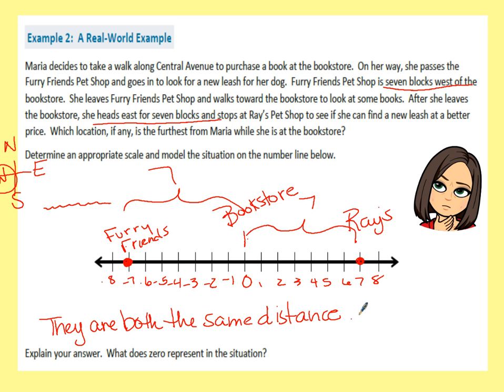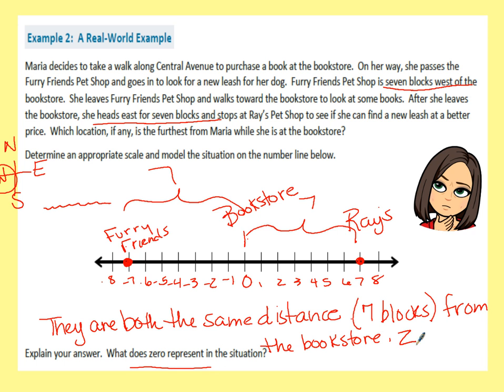And then it says, explain your answer and what does the 0 mean? They are both the same distance. I'm going to go ahead and write here 7 blocks from the bookstore. And what does 0 represent? 0 is, what is it? The bookstore. And we're done.